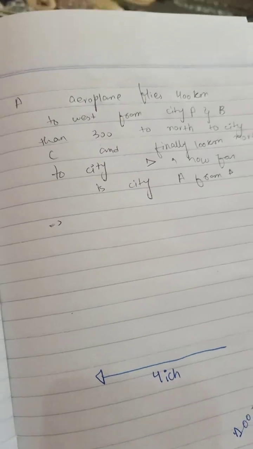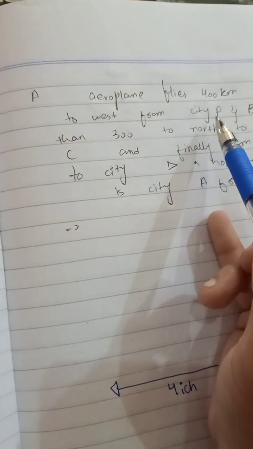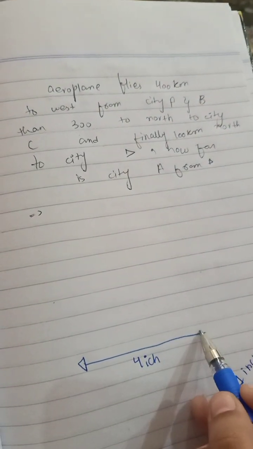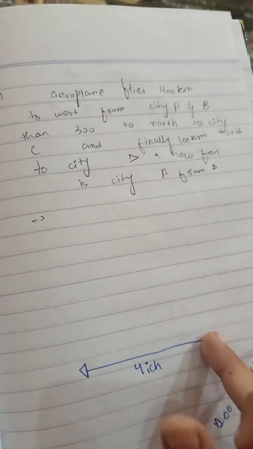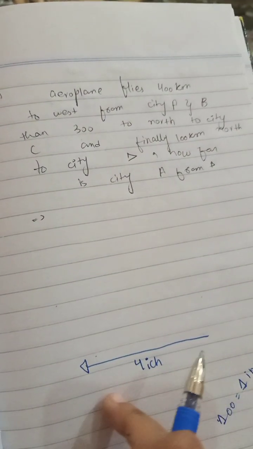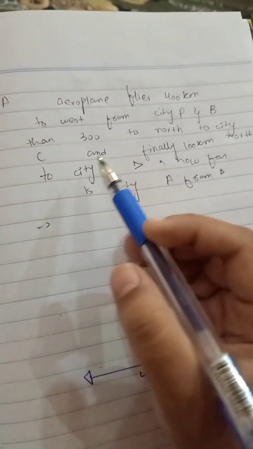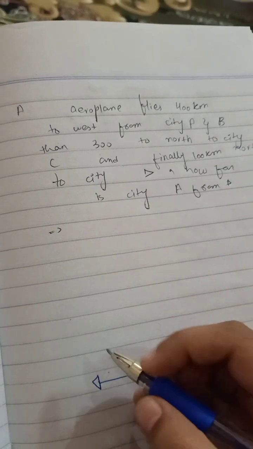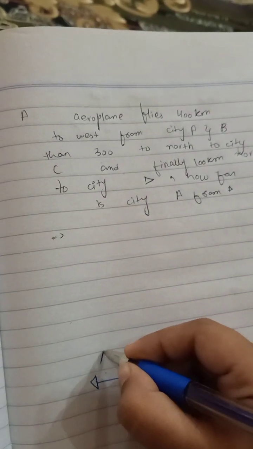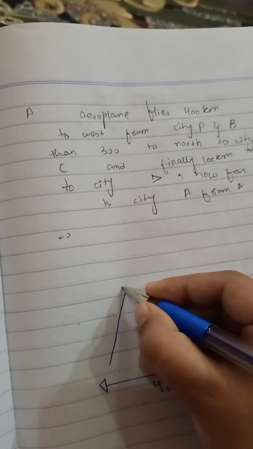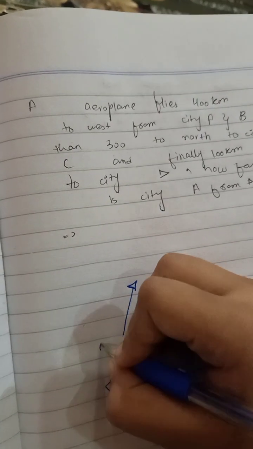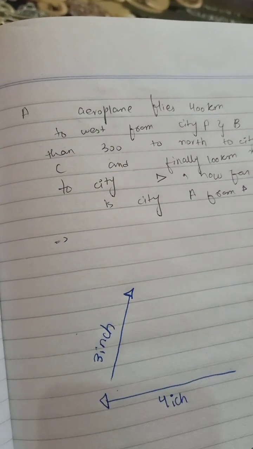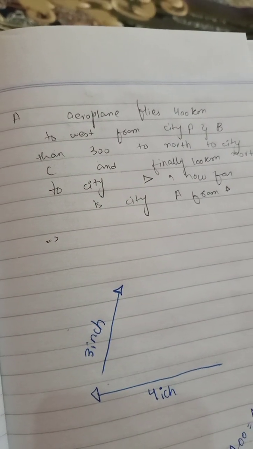Second, from city A to B, this is city A and this is B, it is considered 4 inches. Then 300 kilometers north to east. Here you can see this is the north side, so there it is 3 inches, that is 300.